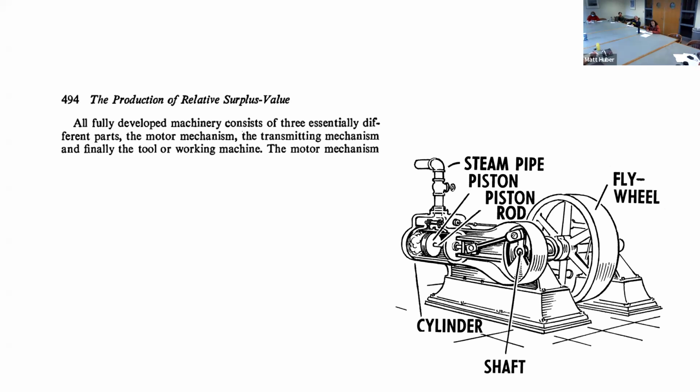gets transferred into the transmitting mechanisms, right, which are, I guess, the cylinder and the shaft, which transfers the power over to the wheel, which does work on something, right? And the tool or the working machine is the thing that's now doing work on something.